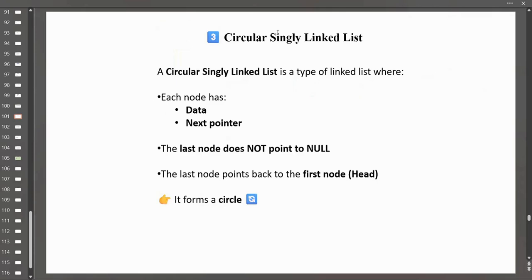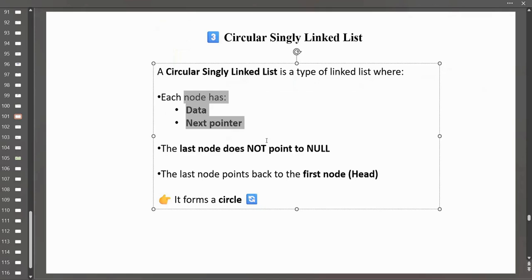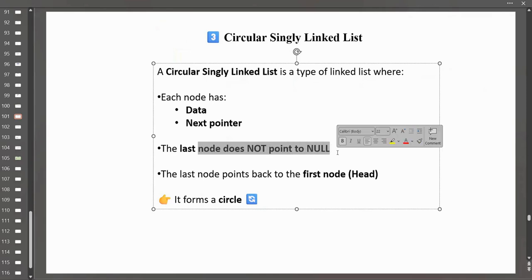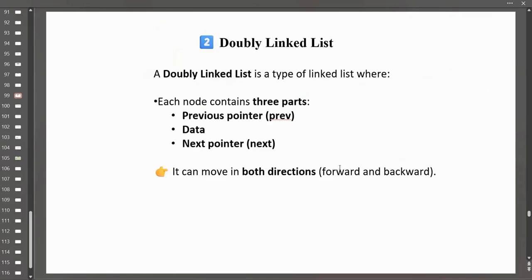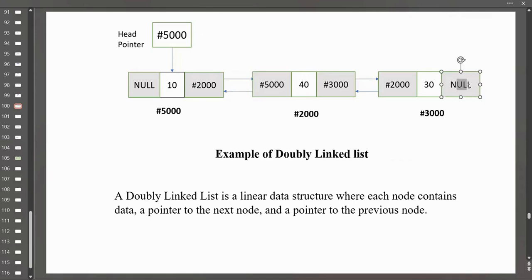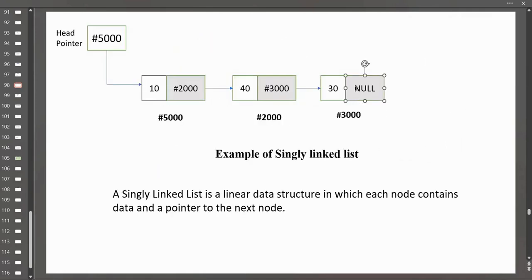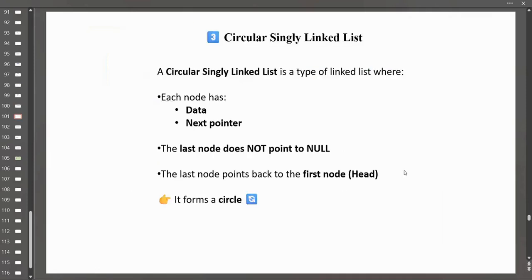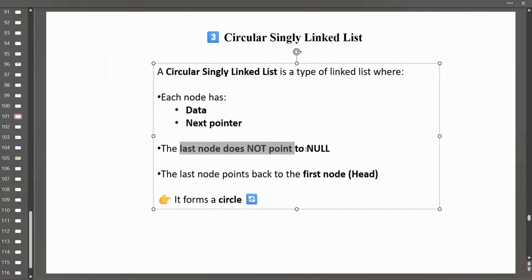Now next we have the circular singly linked list. What is it? Basically it contains only 2 things, data and the next pointer. Next pointer means the one that will store the address of the next node. The last node does not point to null. This is the main difference actually. In doubly also, you will see the last element contains null. In singly, the last node contains null. But in a circular linked list, the last node does not point to null. It points back to the first node, the first node address. So it becomes a circle.